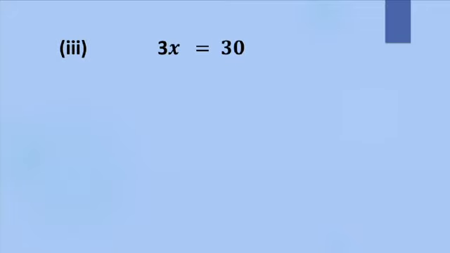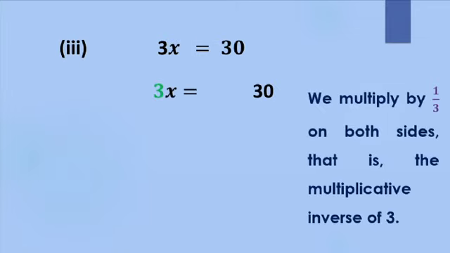Third one, 3x equal to 30. Now the multiplicative inverse of 3 will be 1/3. So I will multiply both sides of the equation by 1/3. So you can see that 3 will cancel with 3. And here I'm going to get 10. So x equal to 10.